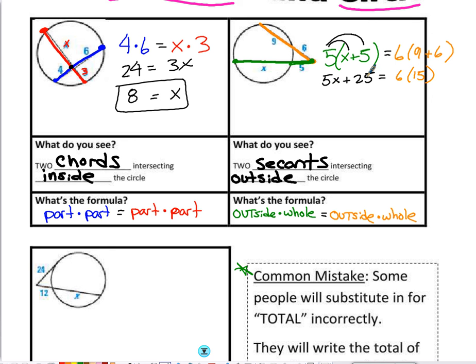6 times 15 is 90. I'm going to subtract 25 from 90. So 5x is going to be equal to 65. And I divide 65 by 5, and what do I get for x? 13. X equals 13. Make sure you remember to box or circle your final answer so you understand where your answer is. Good. So we're down 2. We have one more to go. That's the end of our notes here. Then it's just coming down to practice.